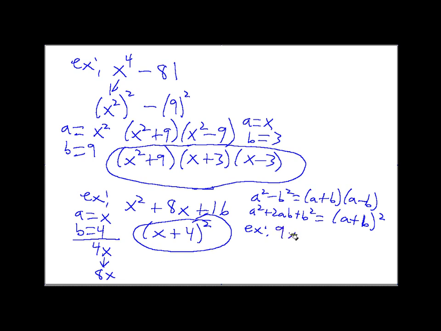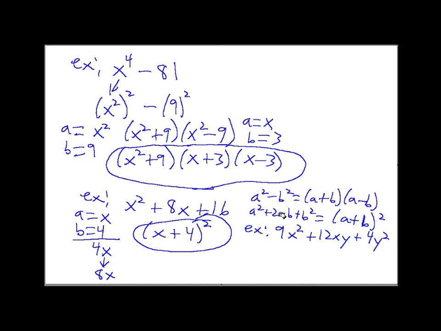How about this one? 9x squared plus 12xy, all right, plus 4y squared. Let's try that. 9x squared plus 12xy plus 4y squared. Again, look at the first term and look at the last term, all right? Are these perfect squares? And the answer is yes, they are. 9x squared is a perfect square. 4y squared is also a perfect square.